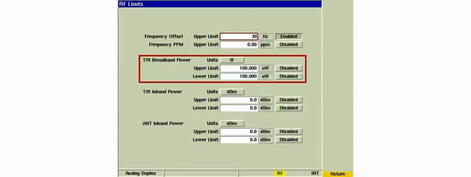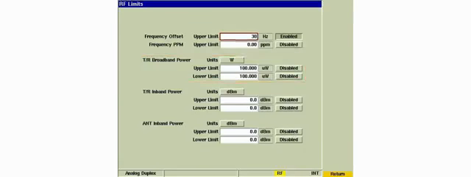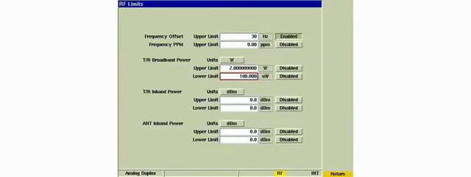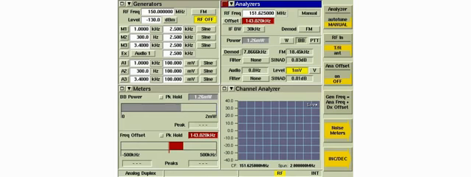In this example, we'll set the limits so that the radio cannot exceed 2 watts and cannot be lower than 500 milliwatts. When the radio is keyed, we immediately know the radio is within specification. 996 milliwatts is below 2 watts and above 500 milliwatts.